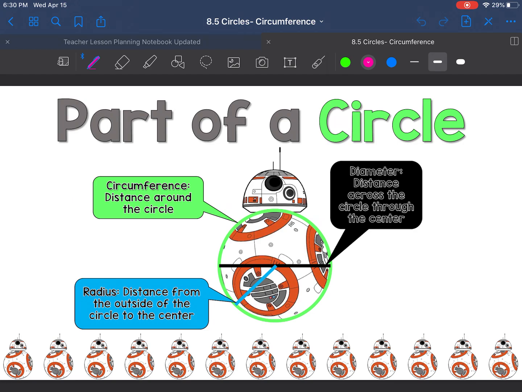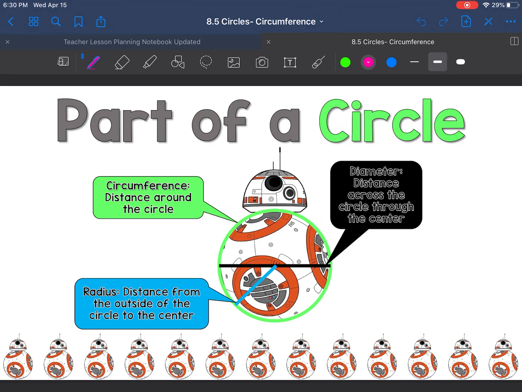So first, let's talk about the parts of a circle. We're going to start with around the circle. That is what we call the circumference. The circumference is the distance around the circle. That's the outer circle. You'll see it in green on the screen. Next, we have the diameter. The diameter is the black line. It's the distance across the circle through the center. Okay, so it's across the circle all the way across.